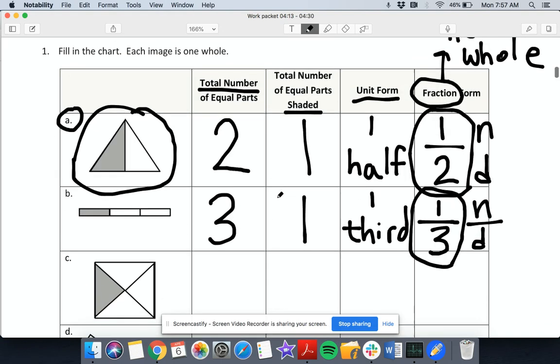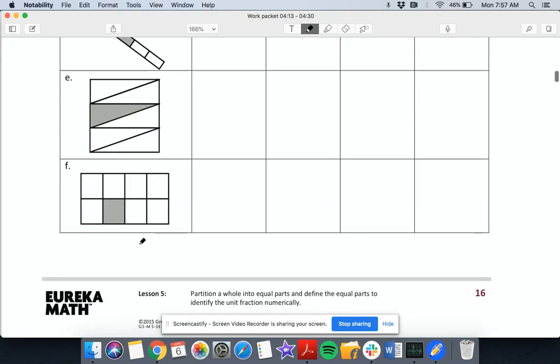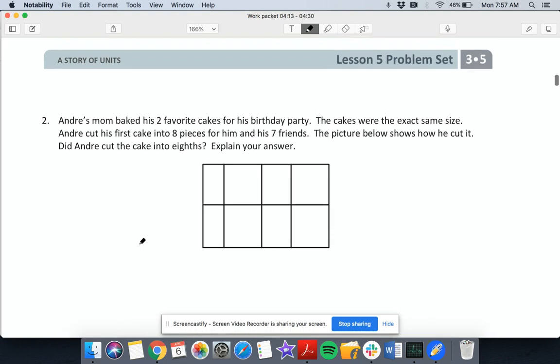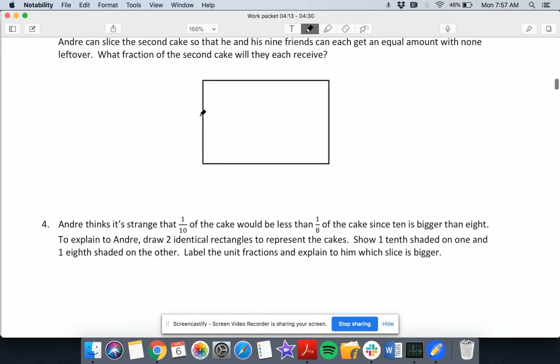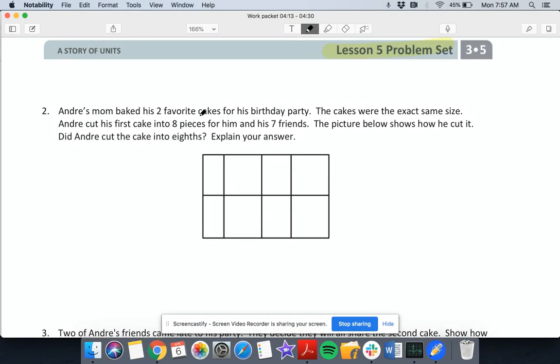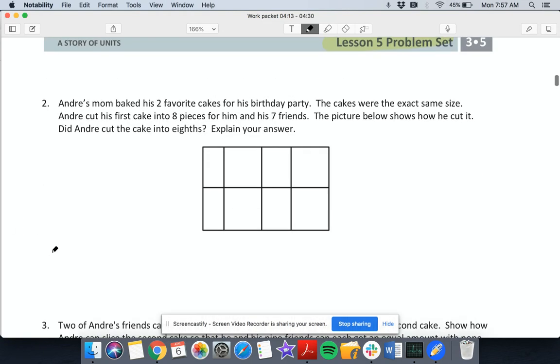Okay, so your job is to do C, D, E, and F on your own. And then let's move on, because you guys also have the back page, which is still lesson 5 problem set to do today. So let's do a review problem, or let's do one of them together. And then you guys can try numbers 3 and number 4 on your own.